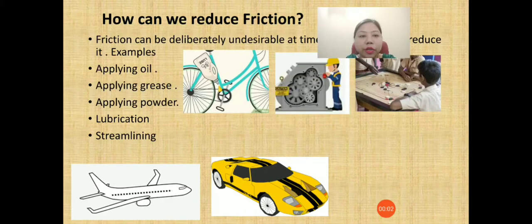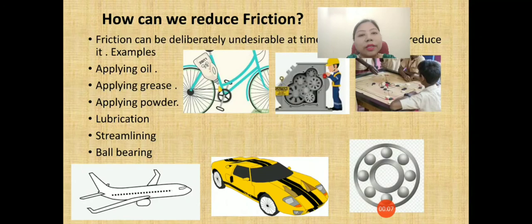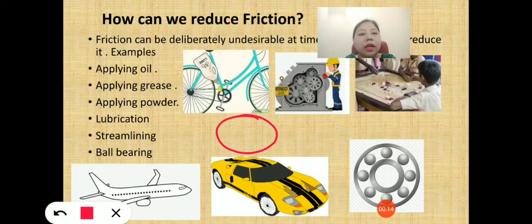We can reduce friction by using ball bearings also. So how is a ball bearing used? Now suppose let us assume that there are two metal rings, an outer ring and an inner ring. The outer ring is fixed but the inner ring is moving. So since the inner ring is moving, there will be friction between the two rings.